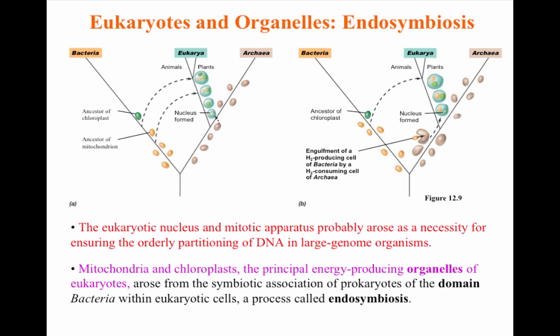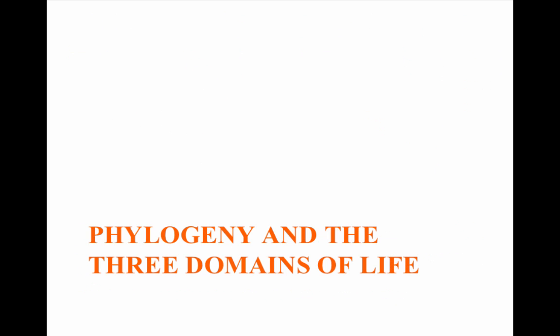All right. So this is the initial idea about how the organelles, the mitochondria and the chloroplasts, are believed to have come to life. So now let's try to think about how we establish the relationship between these microorganisms and basically every organism to one another. And that is the study of phylogeny. So that's what we're going to be looking at right now.